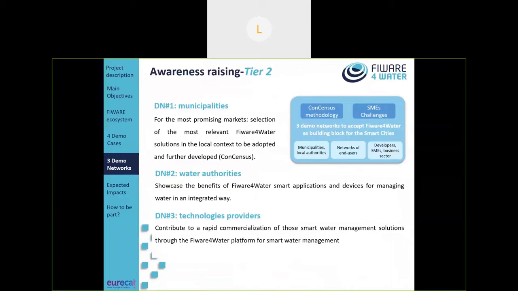And finally, the third one will cover Fiber for Water innovation hubs, such as European manufacturing small and medium enterprises, cities, and water managers to create an inclusive and continuously growing network of water management innovation hubs. And finally, also to contribute to a rapid commercialization of those smart water management solutions through the Fiber for Water platform for smart water management.